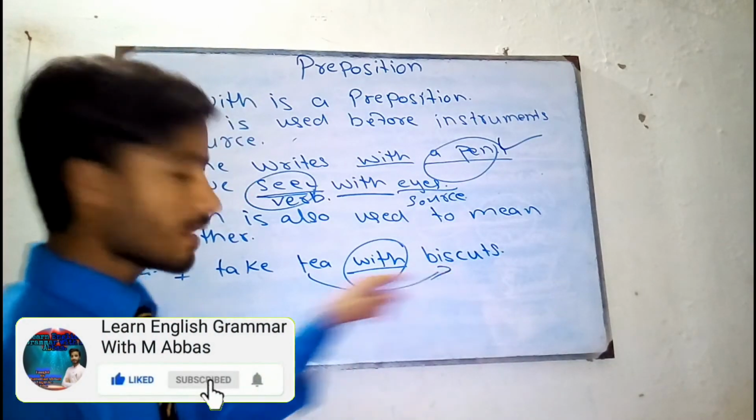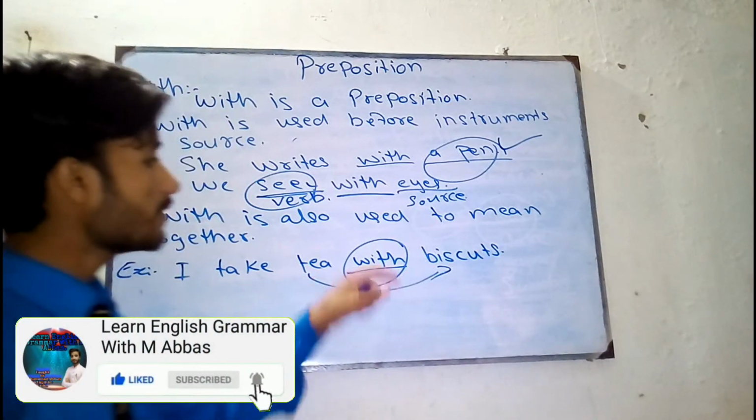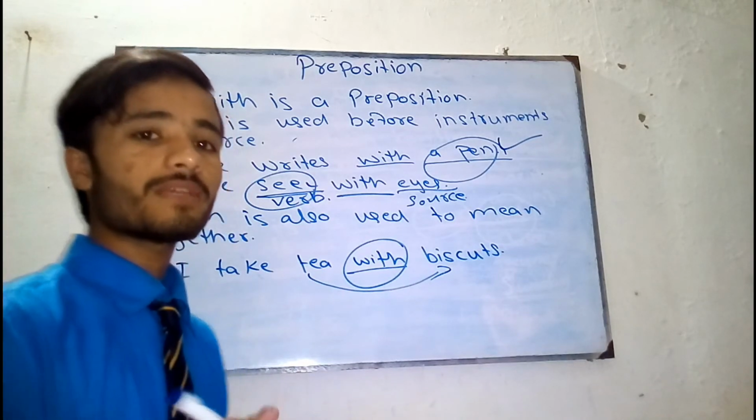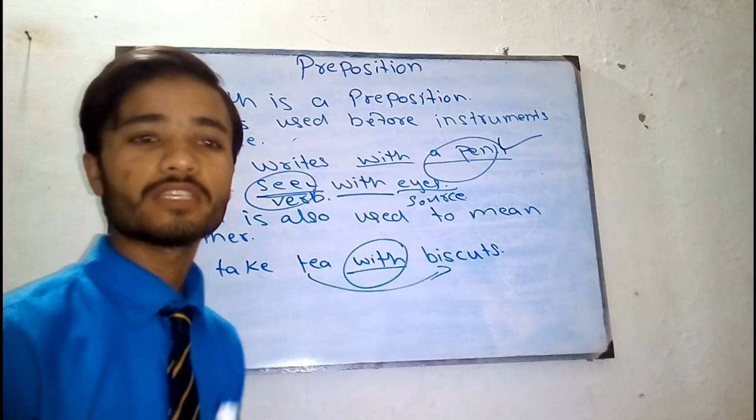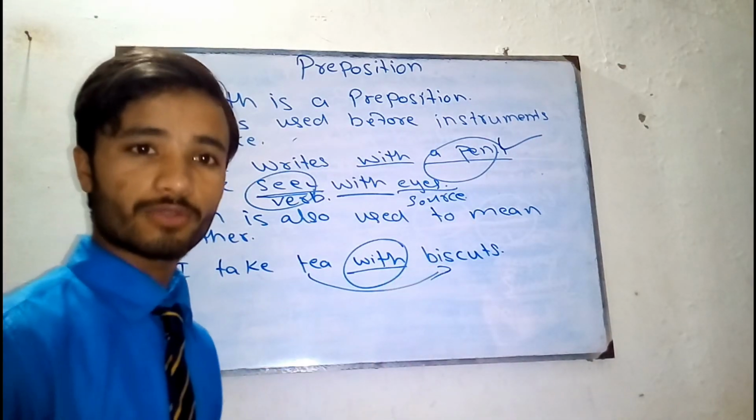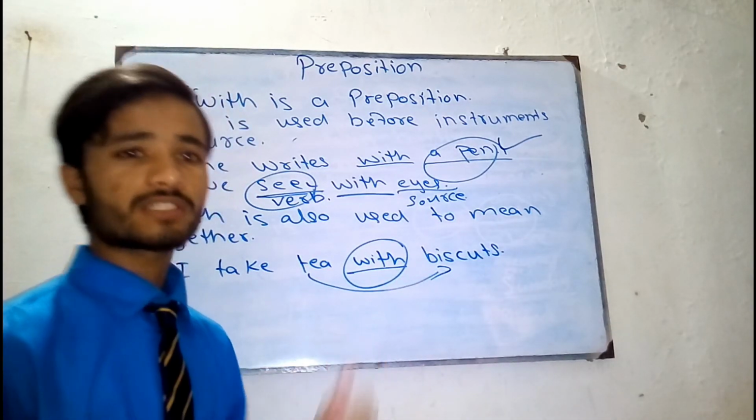Is this clear? In Urdu, I take tea with biscuit. इस सेंटेंस का क्या मतलब है? इस सेंटेंस का मतलब ये है कि मैं चाय के साथ साथ बिस्किट भी खा रहा हूँ. Is this clear, guys? So this was the end of video.